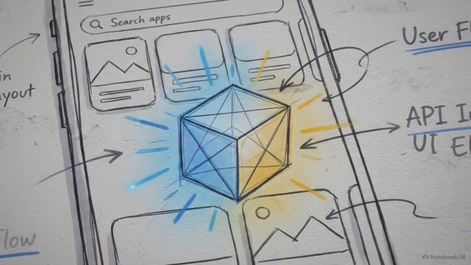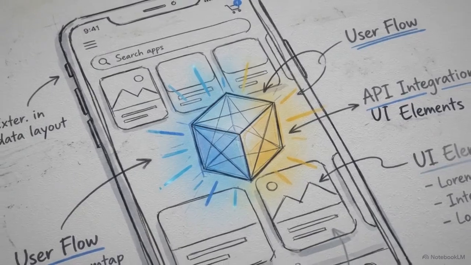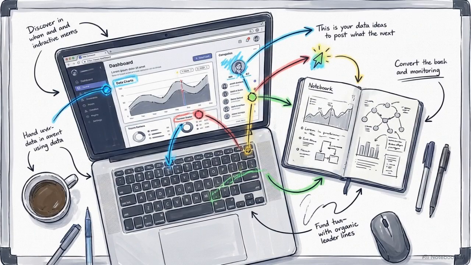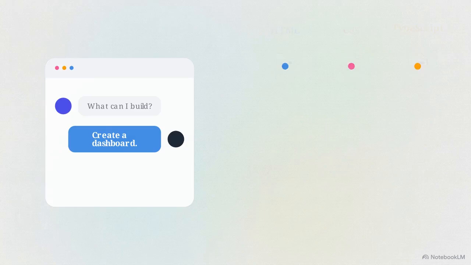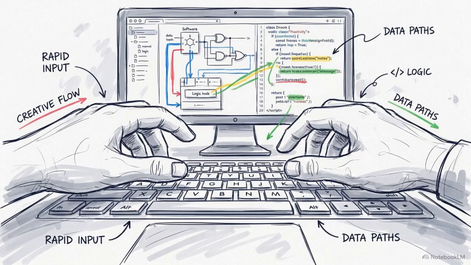Watch this messy napkin sketch. It is smoothly transforming into a precise digital wireframe. This is the exact process of building a fully functional web application today. You outline what you want, and the code writes itself, giving you a live public app in minutes without typing a single line of traditional syntax.